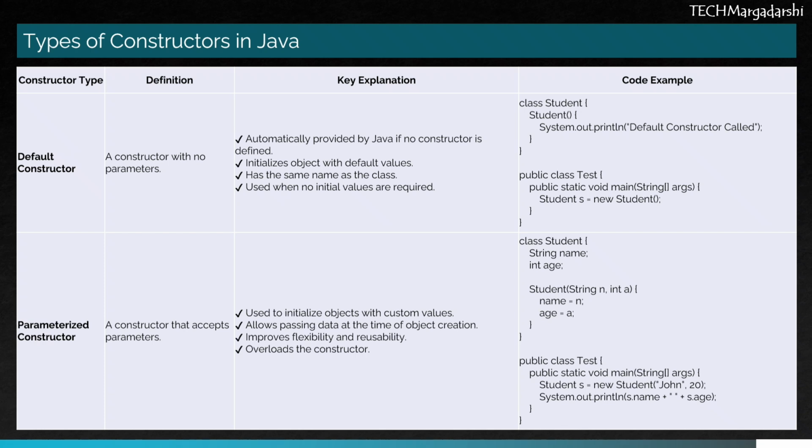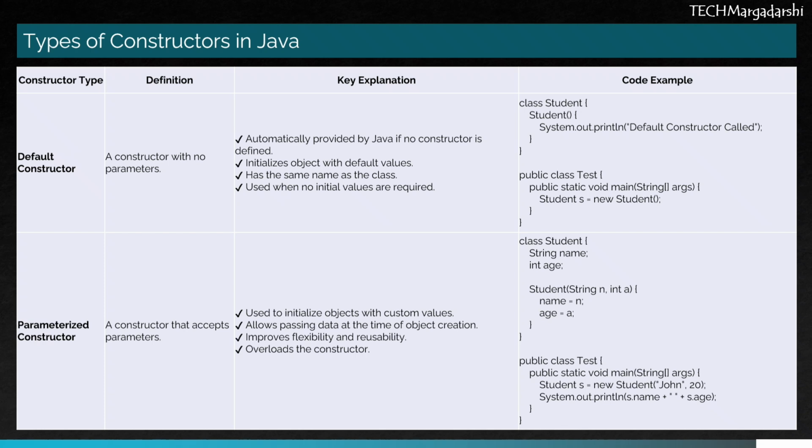In Java, constructors are mainly classified into two types: default constructors and parameterized constructors. Let's start with the default constructor. A default constructor does not take any parameters. If you don't create any constructor in your class, Java automatically provides a default one. Its main purpose is to initialize objects with default values and perform basic setup tasks when an object is created.